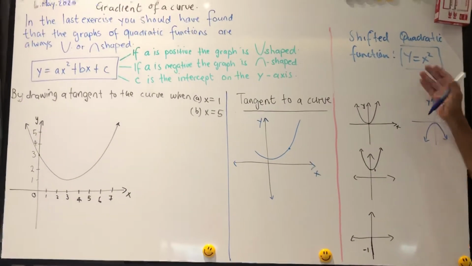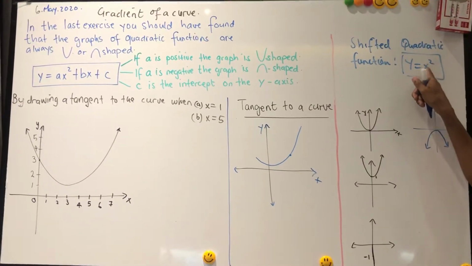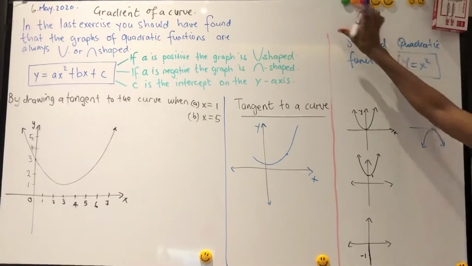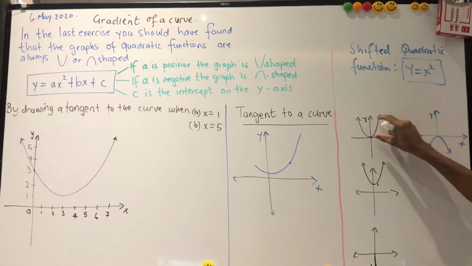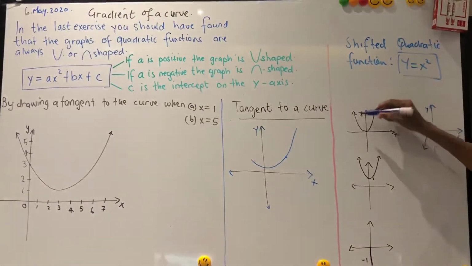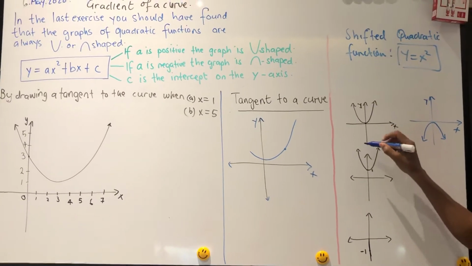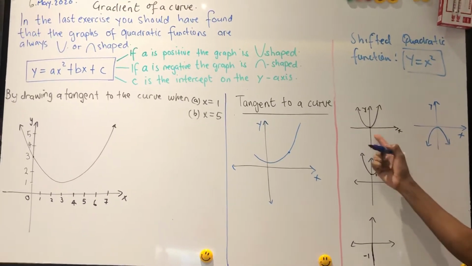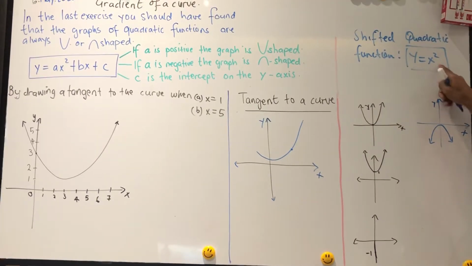The parent graph we had yesterday was y is equal to x squared. And it's a parent graph because it's just like this. It didn't shift to the left. It didn't shift to the right. It is just here. It's symmetrical about the y-axis, about x is equal to 0. Okay. Now let's talk about this then.